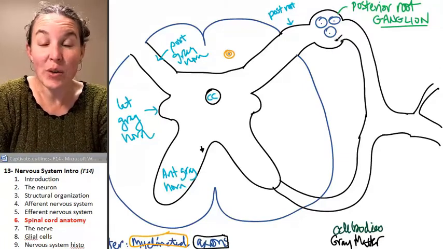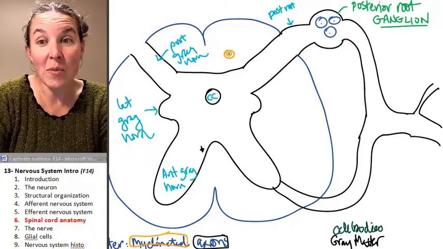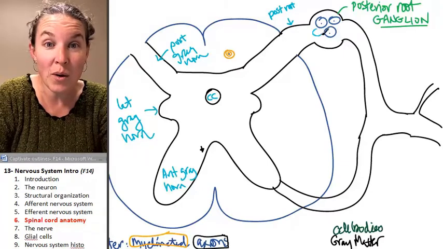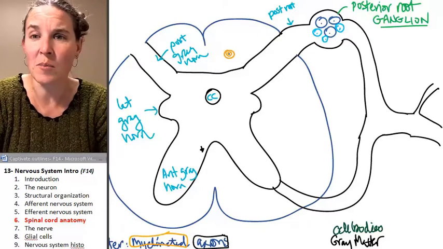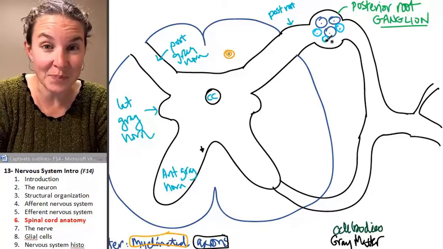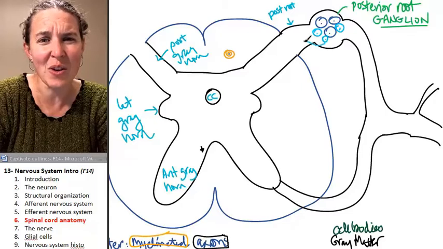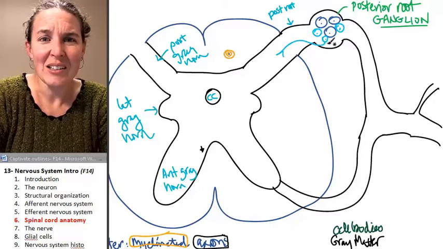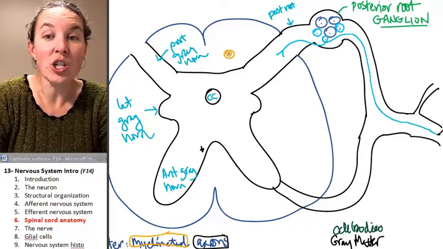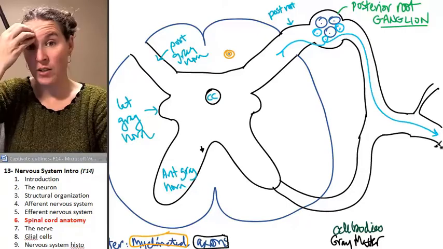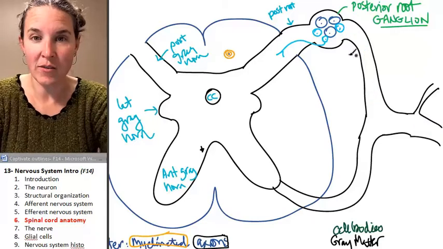So the posterior root ganglion is in there, and does anybody remember what color I used for my cell bodies? I better stop drawing them or else I'm not going to be able to fit anything else in here. I can't help it. I have to draw them in. Look. Oh my gosh, they're going out that direction. I mean, they're bringing information in. I should not have drawn it like that.